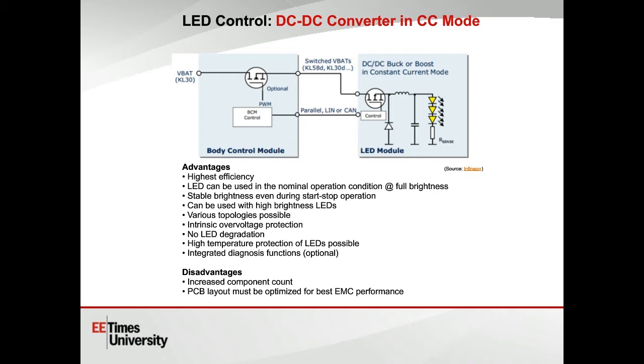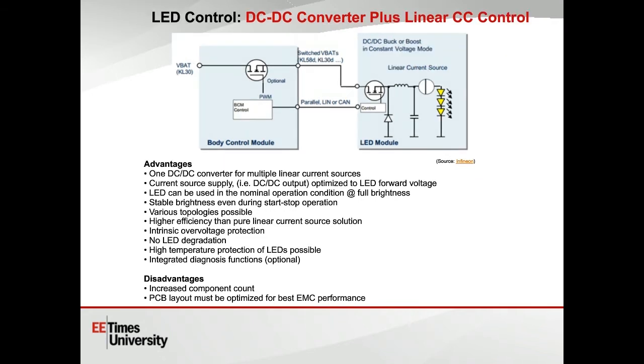The final version that we will discuss is the DC to DC converter plus a linear constant current control, which in a sense provides the best of both worlds, but at the cost of an even more increased component count. And this is very useful if we have, for example, multiple LED strings combined into a matrix lighting arrangement, which we talked about and we'll talk about more later on, where we have individual LED strings that are turned on and off in real time to accomplish various functions, in particular forming the beam to avoid dazzling oncoming drivers.